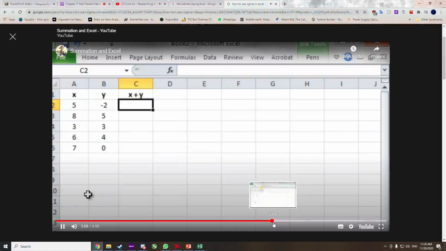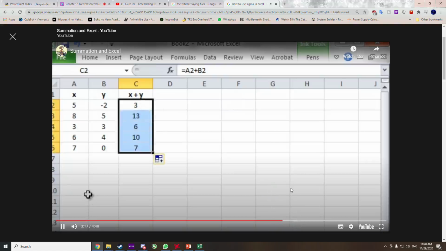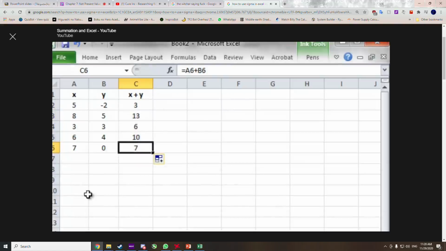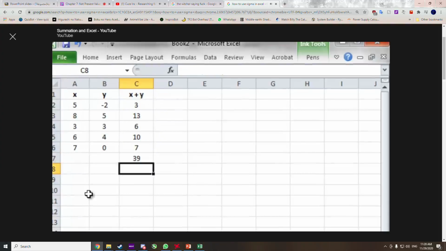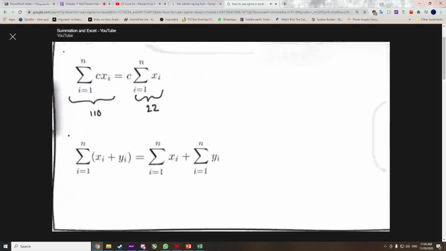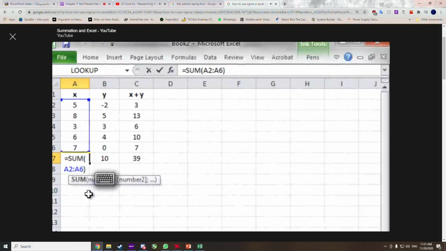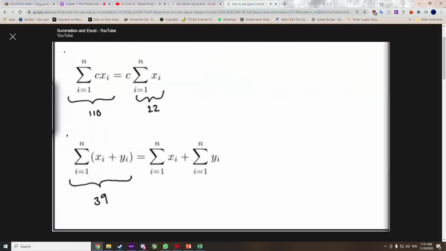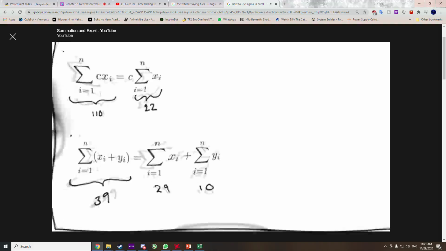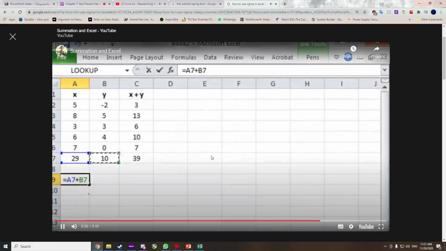B column, I create x plus y. So I type A2 plus B2, that's x1 plus y1. I copy this down, so here is x1 plus y1, here is x2 plus y2, all the way down to x5 plus y5. Summing these numbers gives me 39, and that is precisely the left-hand side in this expression. To get the sum of xi and the sum of yi, I just put this formula here, summing the x's and summing the y's. So this is 29 and this is 10. This will add the sum of x and the sum of y.